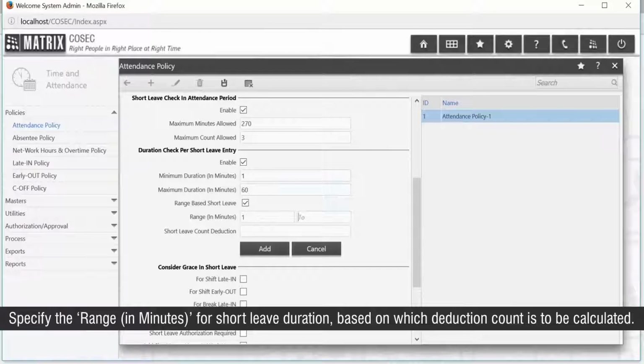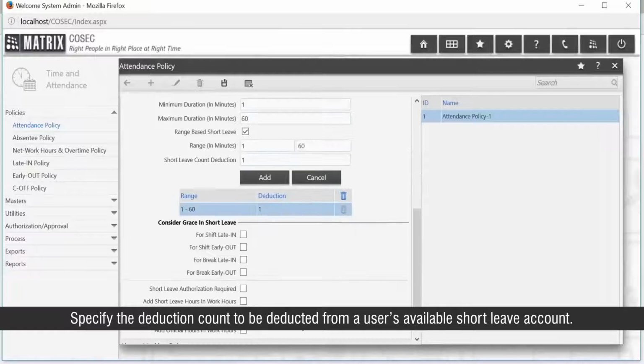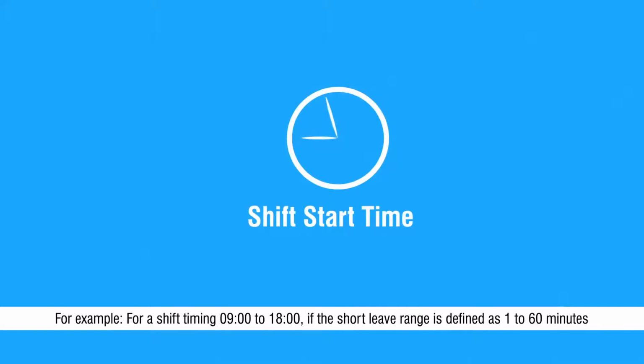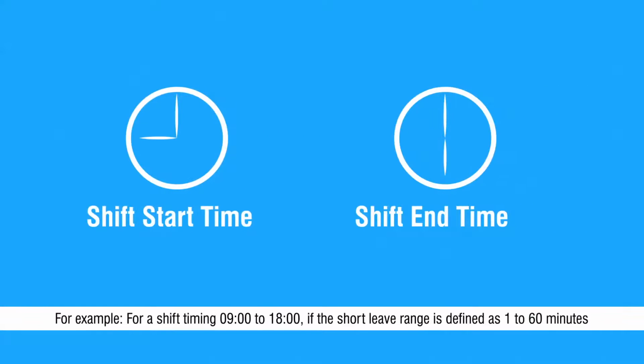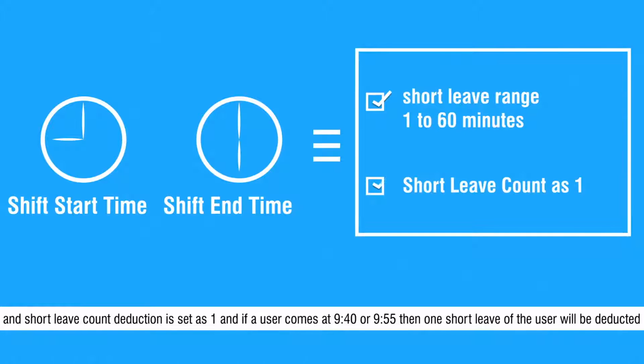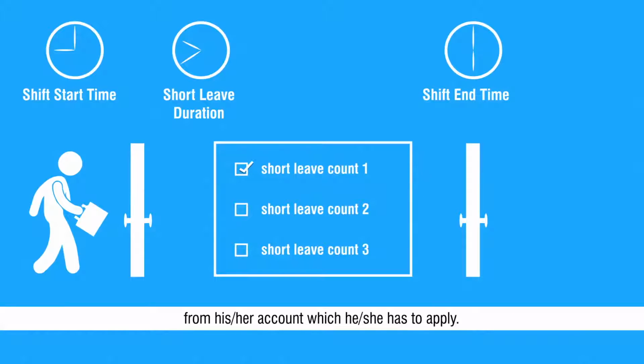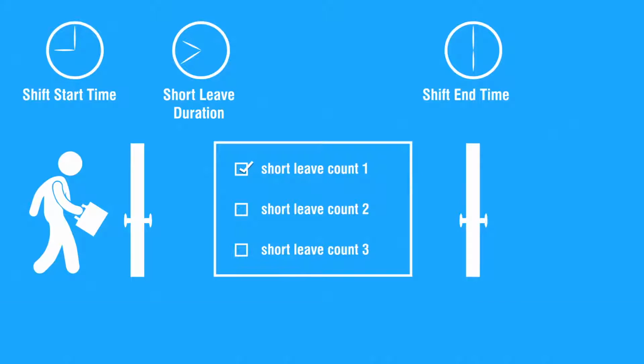Specify the range in minutes for short leave duration based on which deduction count is to be calculated. Specify the deduction count to be deducted from the user's available short leave account. For example, for a shift timing 9 to 18, if the short leave range is defined as 1 to 60 minutes and short leave count deduction is set as 1, and if a user comes at 9:40 or 9:55, then one short leave of the user will be deducted from his or her account, which he or she has to apply.